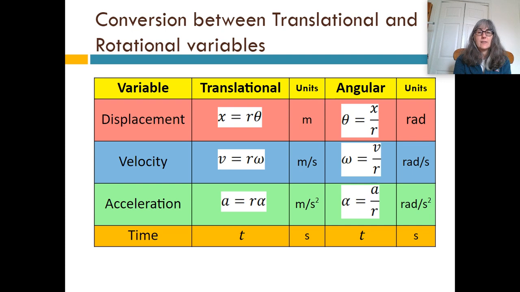Acceleration, translational, is a, and then angular is alpha, and that's meters per second squared versus radians per second squared. Time doesn't change. Yay, one variable that gets to stay the same.